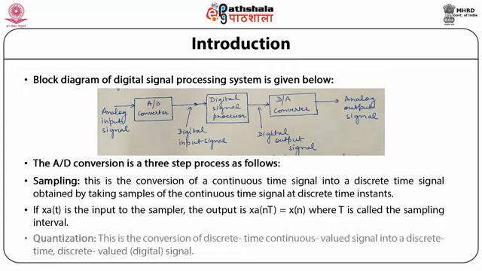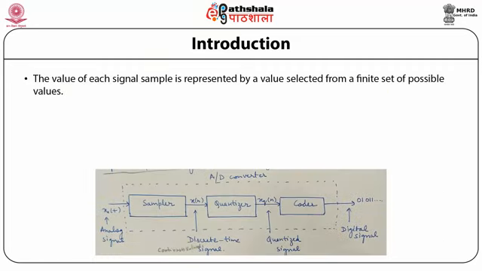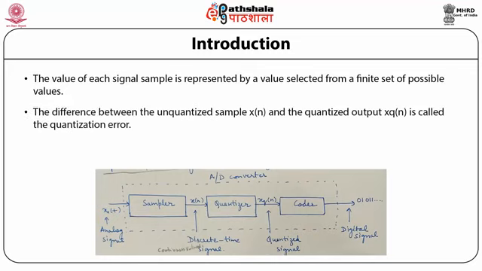Next process is quantization. This is the conversion of a discrete time continuous valued signal into a discrete time discrete valued digital signal. The value of each signal sample is represented by a value selected from a finite set of possible values. The difference between the unquantized sample x(n) and the quantized output xq(n) is called the quantization error.